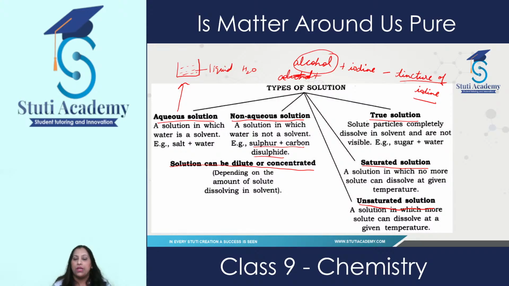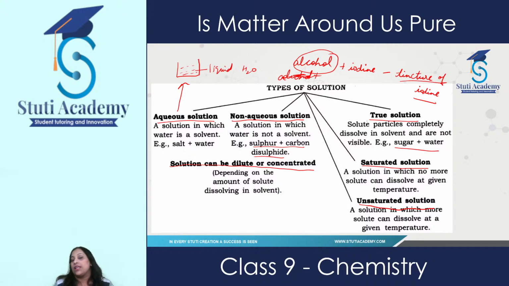Now come to true solution. Just now I explained, in a true solution, the solute particles are very small. We cannot see them with the naked eye or with a simple microscope. The particles of solute are extremely small, so they can easily mix together. An example of a true solution is sugar and water.